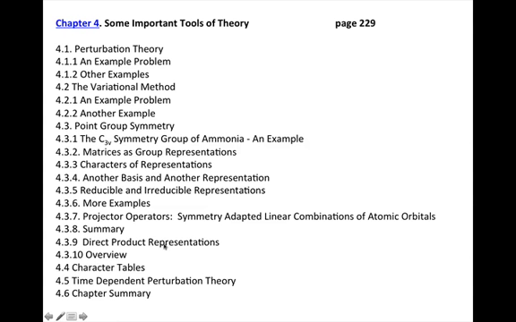We also deal with the concept of direct product representations. That is, when you have, for example, a product of two orbitals, each of which has its own characteristic symmetry, then the symmetry of that product of orbitals has something to do with the product of the symmetry of the two individual orbitals, and this is called direct product representation theory.